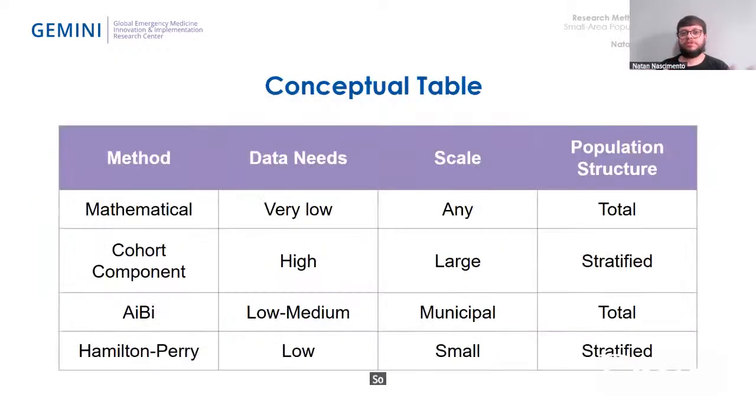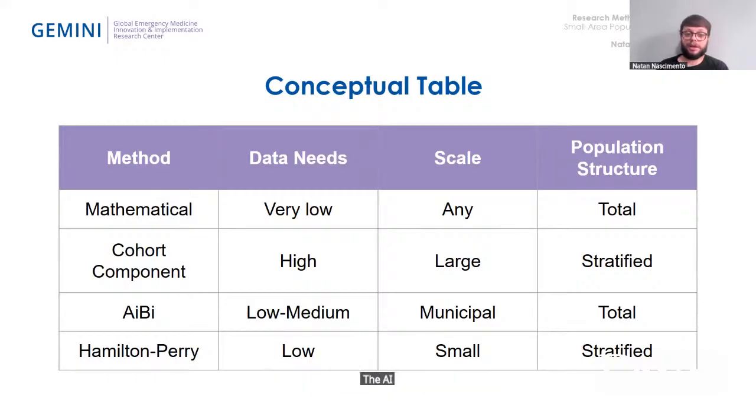So this is a conceptual table that shows each one and the data needs, the scale, and the population structure. So the mathematical is very low. We don't need that much data. It can be used at any scale, even large ones, but it should be used for total population. It's not the best for stratifying. The cohort component is the best for stratifying, works at large scale because of the high data needs.